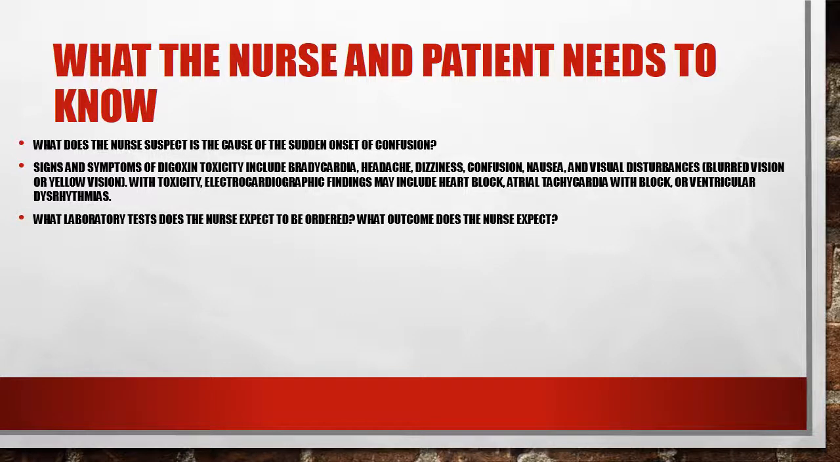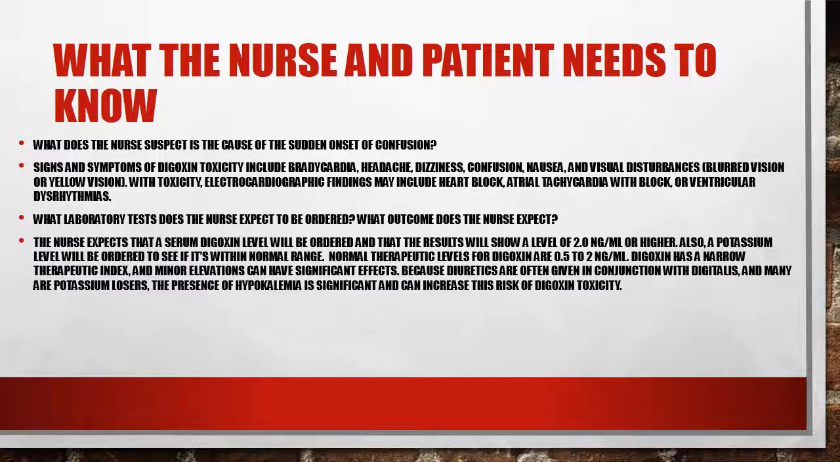What laboratory test does the nurse expect to be ordered, and what outcome does the nurse expect? Well, we can actually take a dig level. The nurse expects that a serum digoxin level will be ordered, and the results will show a level of 2 nanograms per milliliter or higher. A potassium level will be ordered to see if it's within normal range. Normal therapeutic levels for digoxin are 0.5 to 2. Yes, you need to know this. So you're looking for anything that is between 0.5 and 2. If it's above 2, it's toxic. Anything above 2 is toxic.